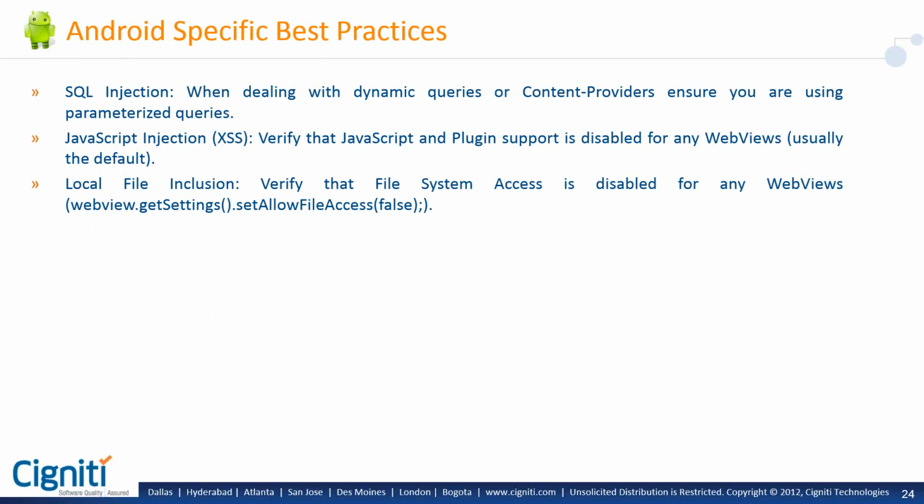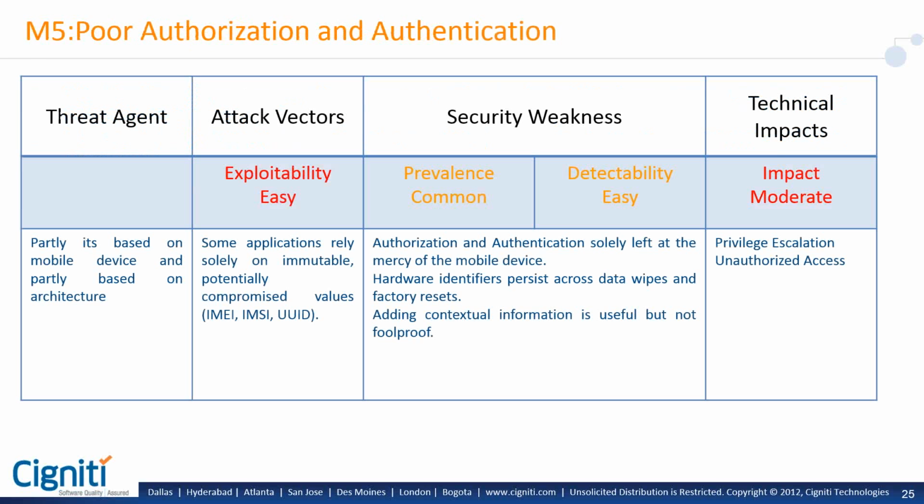With respect to Android, the top three would still be the same in terms of SQL injection. All parameterization should be done. Any JavaScript or plugin support should be disabled, or whitelisting should be done so that no specific characters get into it. At the same time, local file inclusion should be disabled for web views so that they don't have access to any local file when viewing through the mobile web world.